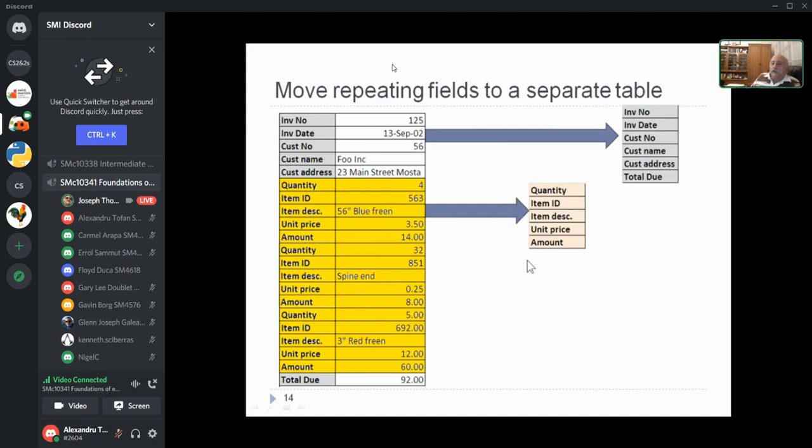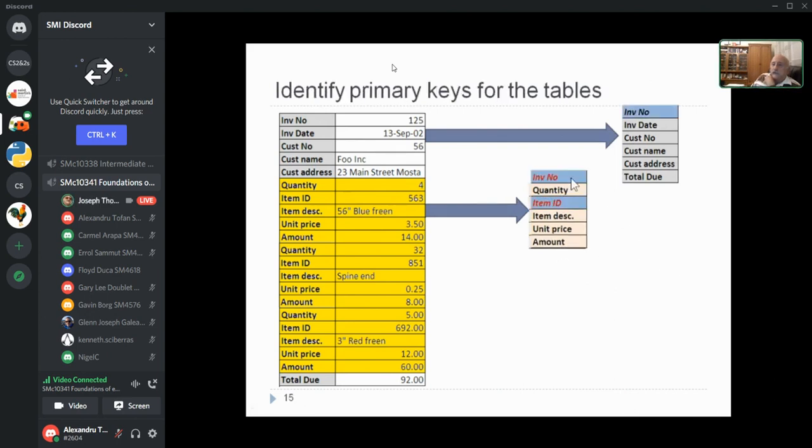Here, we don't have uniqueness. Here we also need to have a foreign key that points to invoice number so that this will be linked to that. Because if we look at this data here, we don't know which invoice this particular item has been ordered for this particular quantity. So here we add invoice number, which is our foreign key that links to the first table.